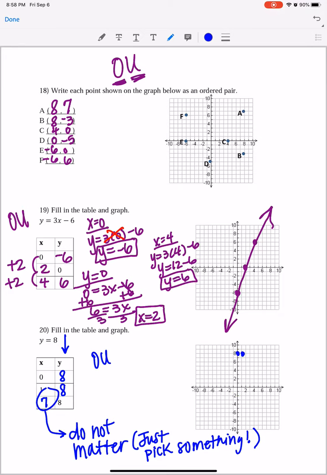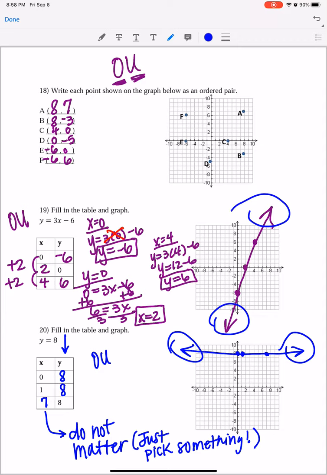Now, if we would have put a 2 right here, this dot would have been right here. They would have all been right there in a row. Because we didn't, 7, 8 means 7 over, side to side, 8 up. 1, 2, 3, 4, 5, 6, 7. 1, 2, 3, 4, 5, 6, 7, 8. You get your horizontal line. And again, make sure there's arrows on this line. It does not start and stop on this graph.